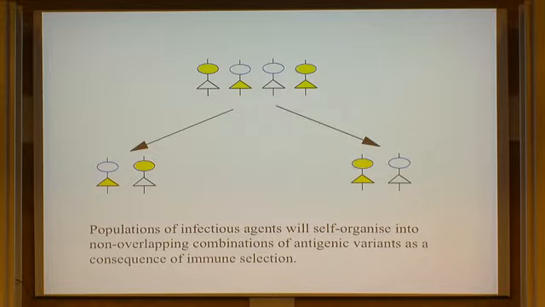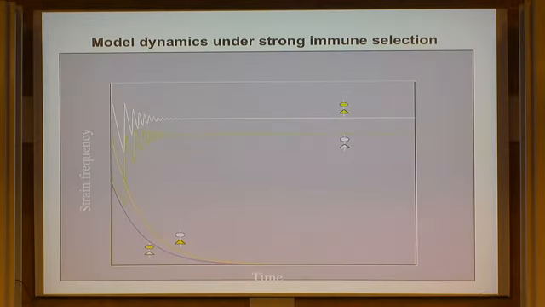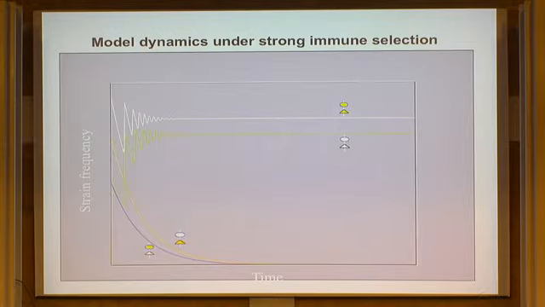So you get alternative stable states? Well, this is actually an extremely stable state, so it's very hard to invade this state, but they are alternative stable configurations of the population. But to get from here to here, when there's strong immune selection, is very difficult.